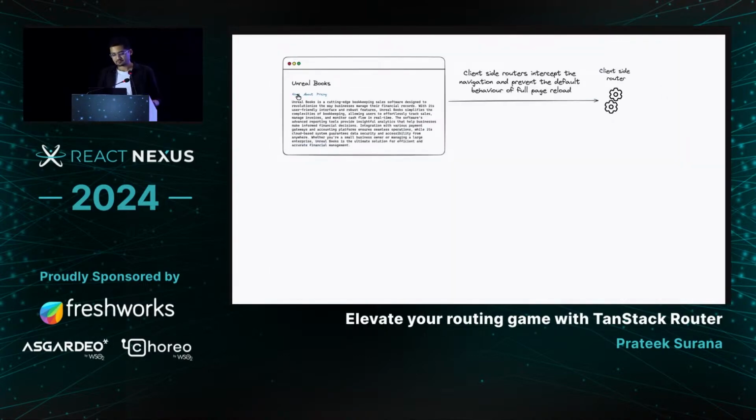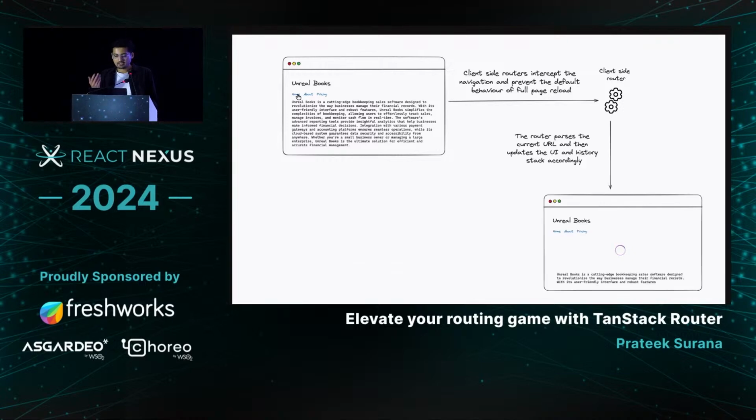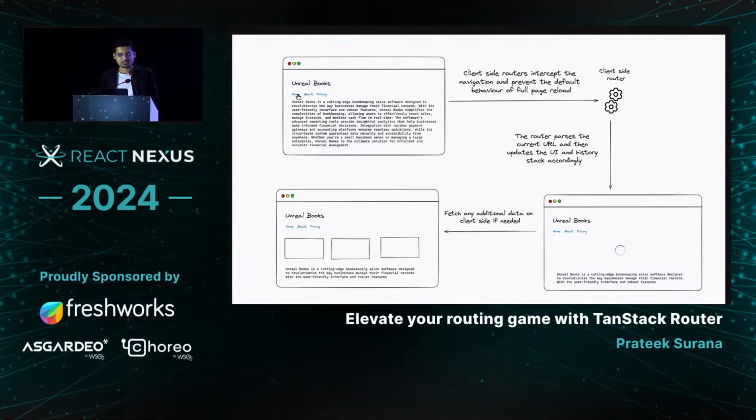Basically, whenever you click on a link in an app that is using a client-side router, instead of doing the full page reload like we saw before, the client-side router intercepts the navigation and prevents the default behavior of a full page reload. Then the router parses the current URL and itself updates the UI, and also updates the history stack accordingly so that back and forward navigation work as expected. Finally, if the page has some data fetching requirements, it can fetch them by making additional client-side network calls if needed.